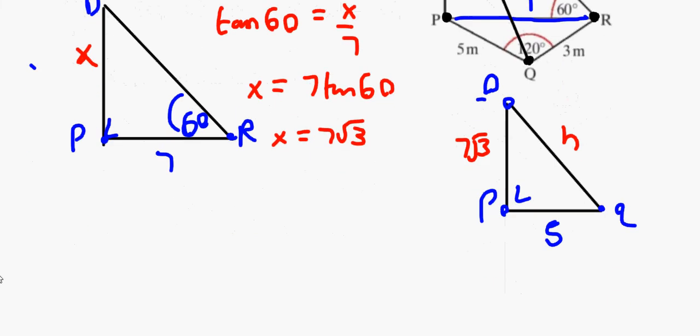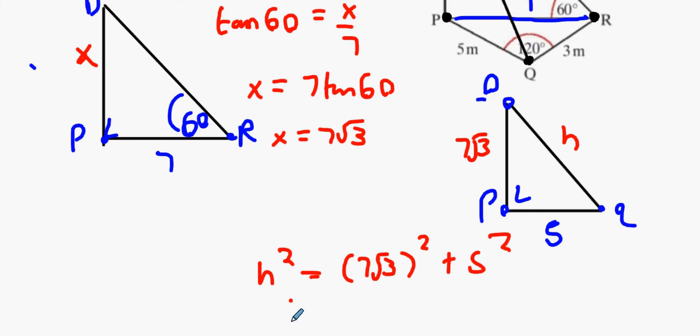What rule could you use for H? Pythagoras. Put all that into the calculator and square root it for me and let me know what you get. Root 46. And what is root 46 in decimals? 6.78.